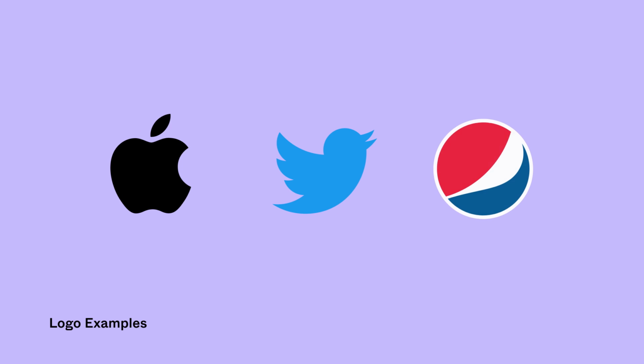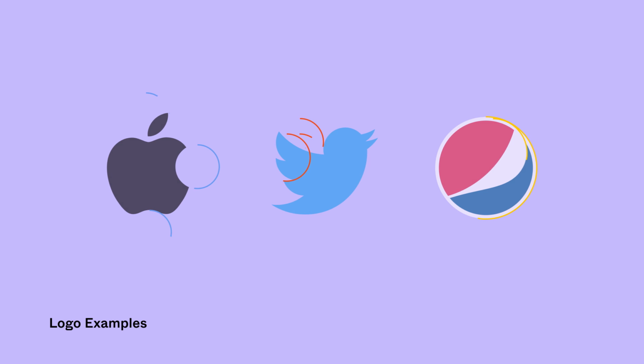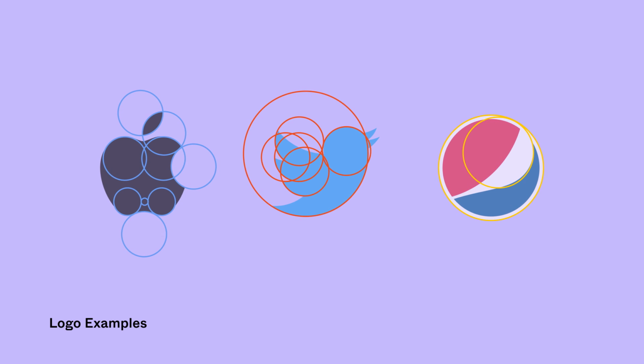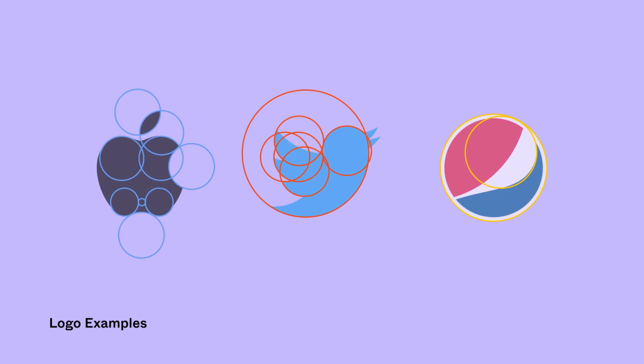So let's take Apple's logo and Twitter and Pepsi. We can overlay these circles onto them, so clearly these logos were not created randomly or just drawn by hand and thrown together.